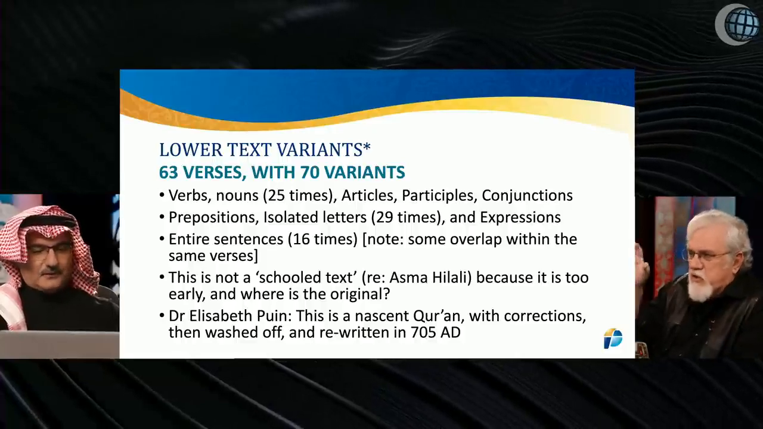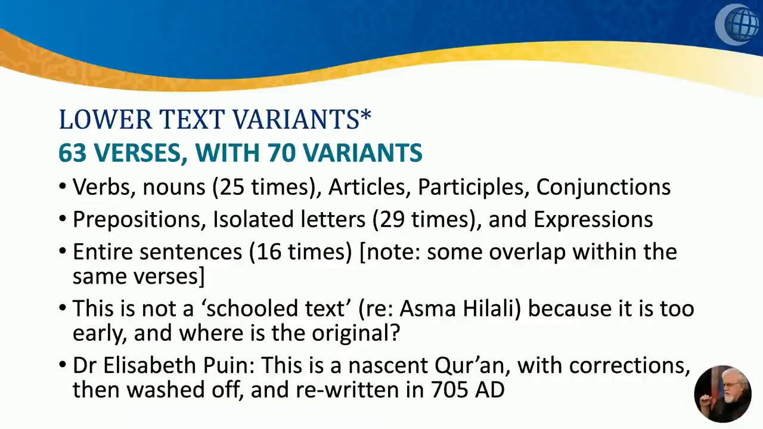So here you have 25 times different types of nouns and verbs, 29 times different types of prepositions, isolated letters, 16 times entire sentences that are different, some overlapping. We'll get into that in a future episode. I want to actually do a comparison and get your feedback on it, because people say these are nothing really important. They're not really substantial. Yes, they are. Once you see the difference, you'll see it's quite substantial.